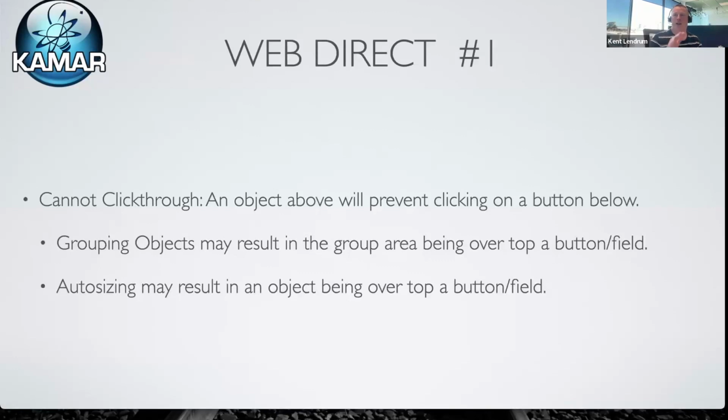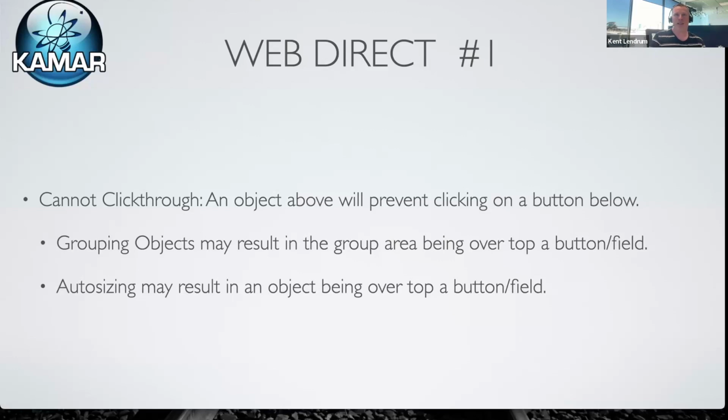If you have an object that's over top of a button, you can't click through to that button. Now, the object could actually be a group, and so there is actually nothing visible there, but the rectangle of the grouped area overlaps with your button. As a result of that, when you're in WebDirect, you can't click on that object. If it's a field, you can't click to enter the field because it's behind whatever it is.